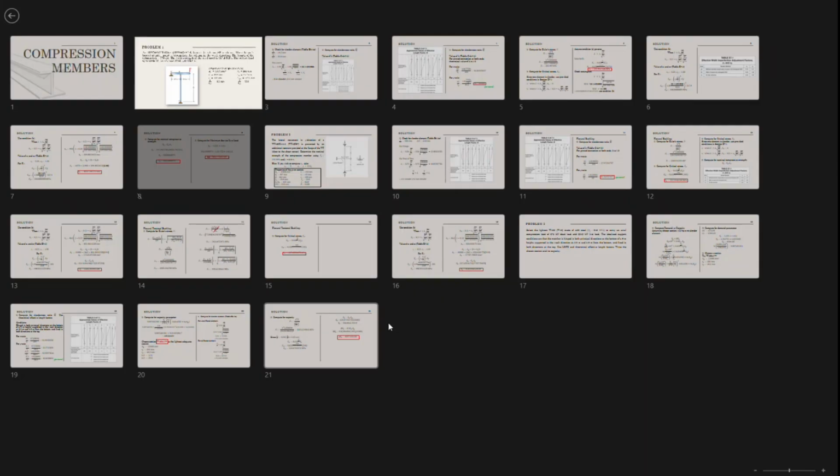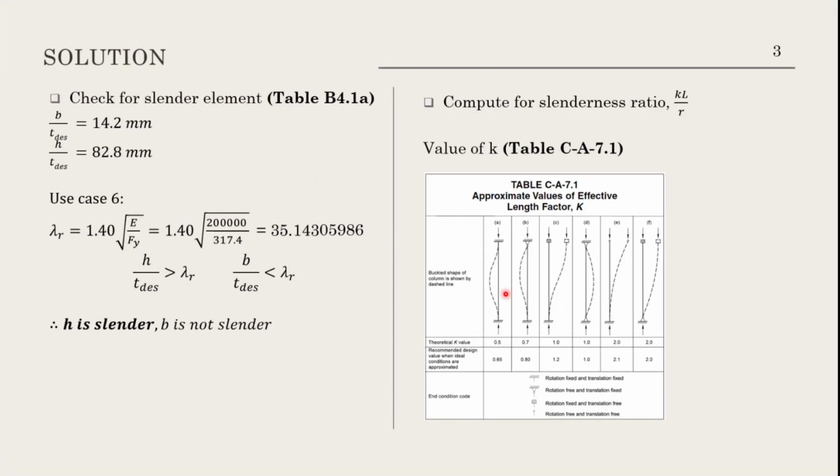In our table, we will look for the condition having pinned at the bottom and pinned at the top, and as you can see, that is on column D. By default, we always use the theoretical K value unless specified in the problem or in the exam. Therefore, the theoretical K value for the condition that we have, pinned at both ends, is 1.0. Okay?